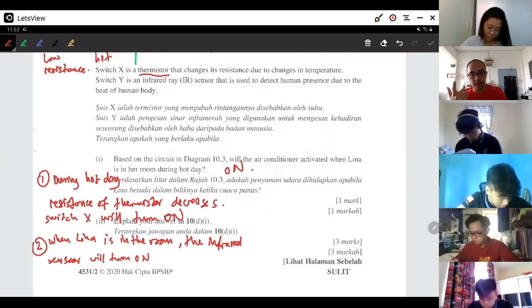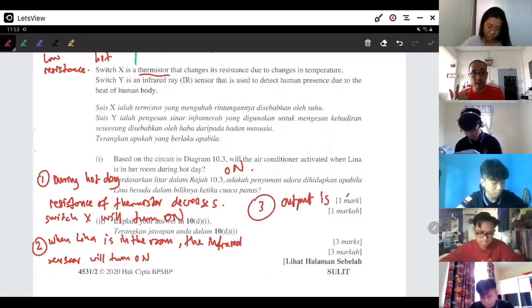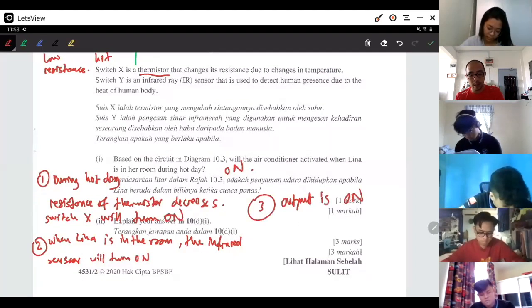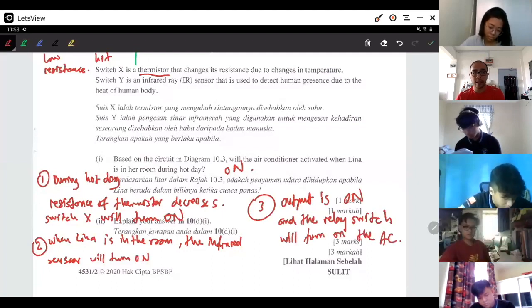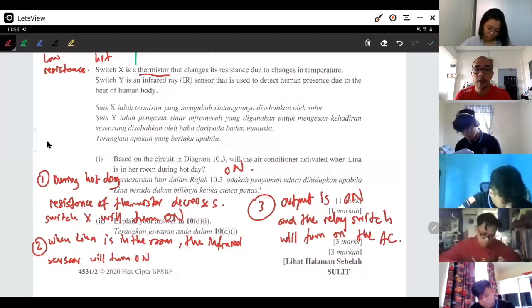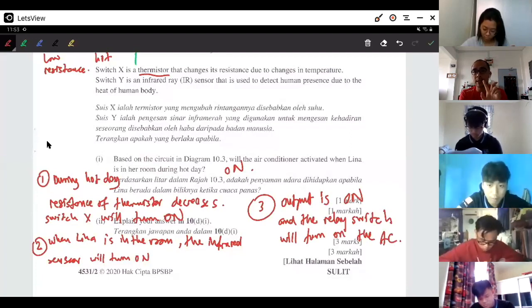And then of course the third and the final mark will be the output is on, and the relay switch will turn on the AC, the secondary circuit. So 3 marks: one to explain why X will be on, one to explain why sensor Y will be on, and the third mark is what the output is and how that affects the relay switch.